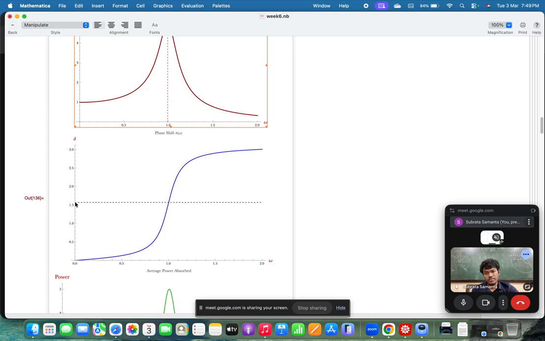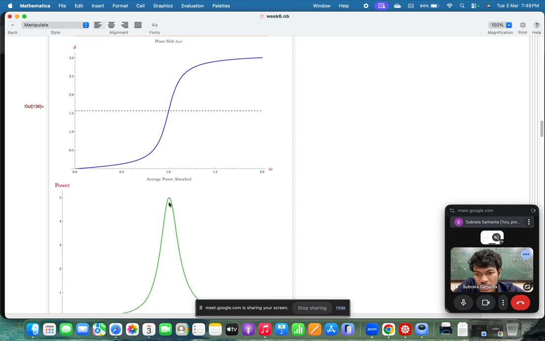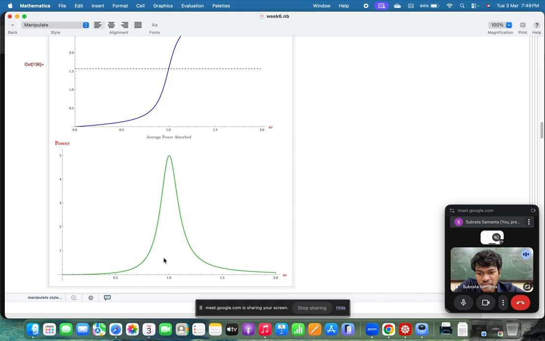So, delta is pi by 2, 1.57. And you see at omega equals omega naught, very close to 1, the phase is basically pi by 2. And also the power is maximum at omega close to omega naught.